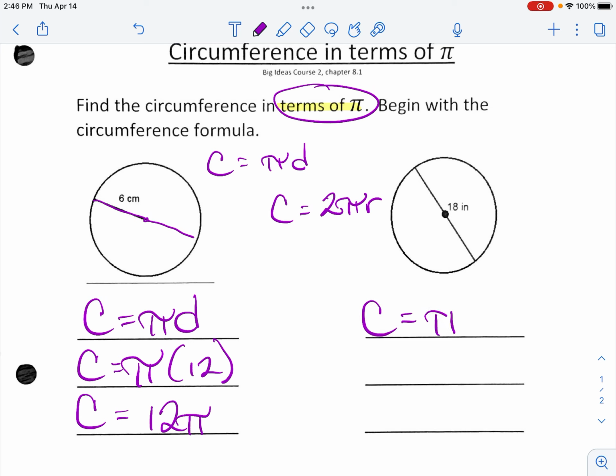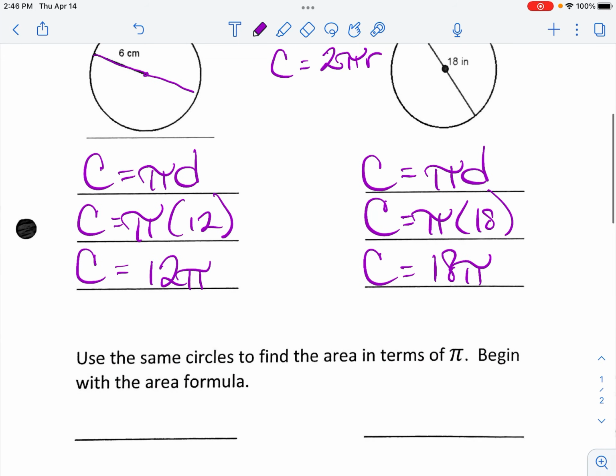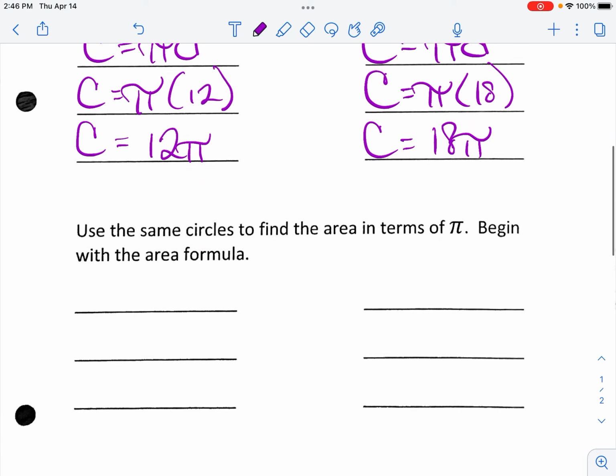Over here, circumference is pi times diameter. We can leave pi alone. The diameter, the distance all the way across this circle, is 18. So to find the in terms of pi, circumference is 18 pi. Okay. That was finding circumference.